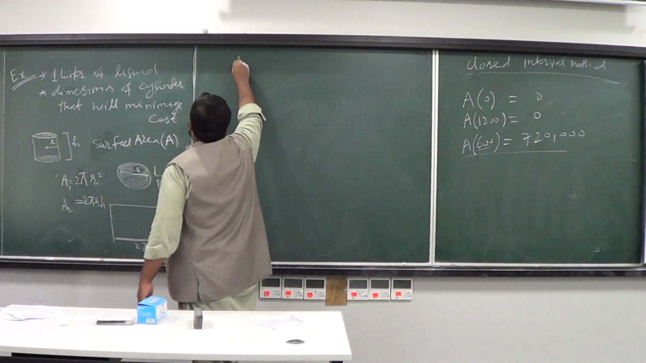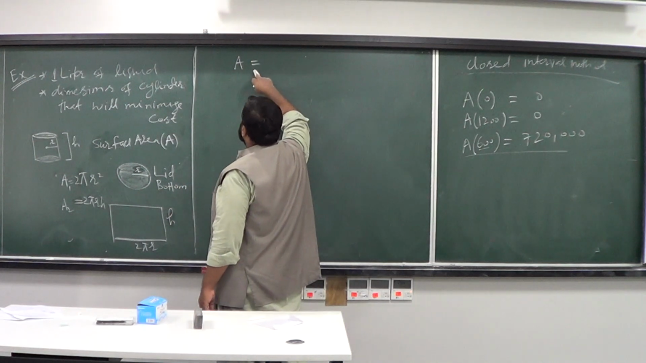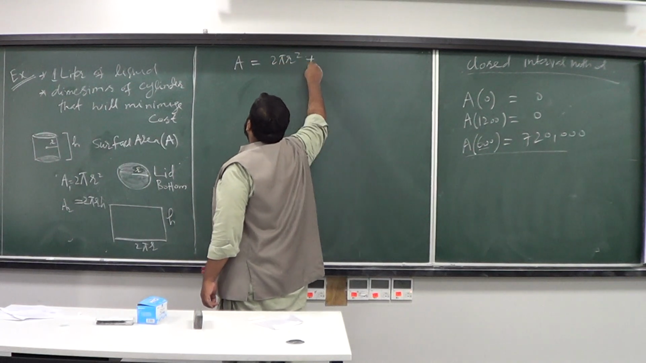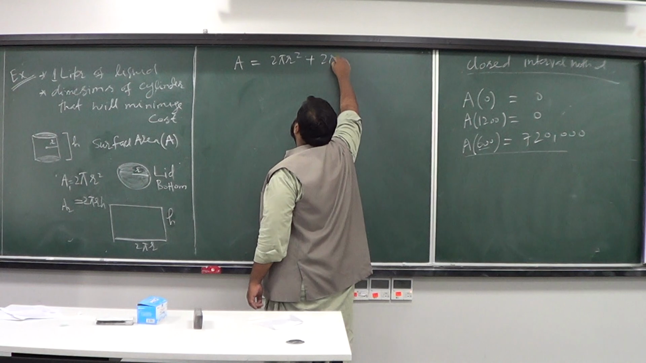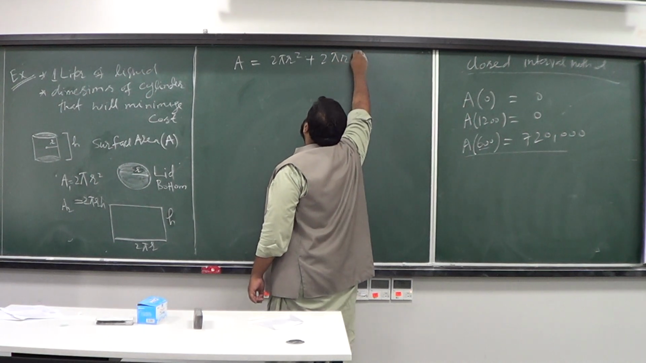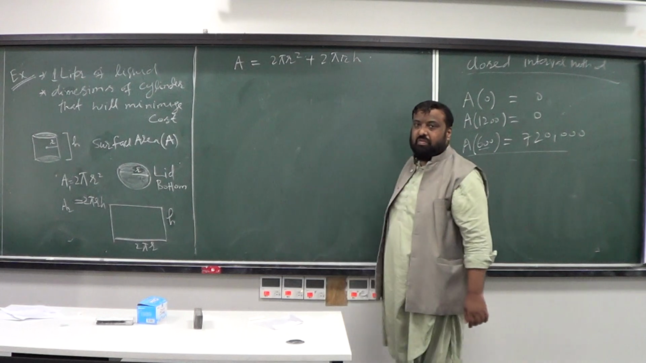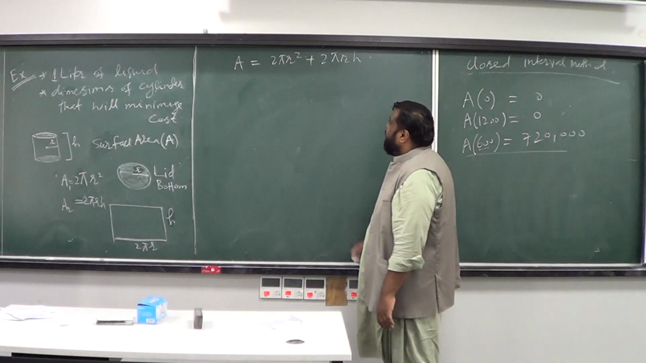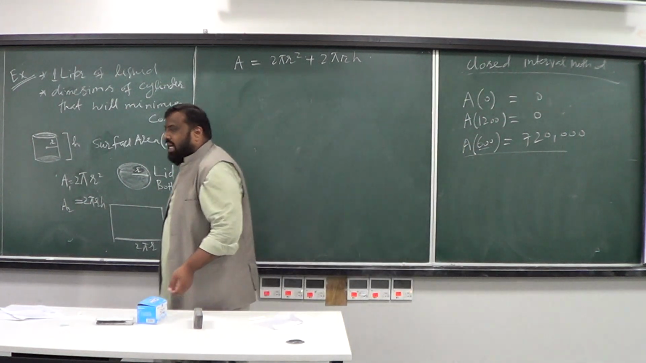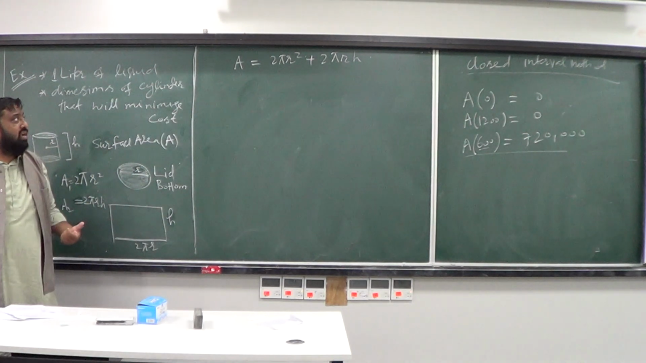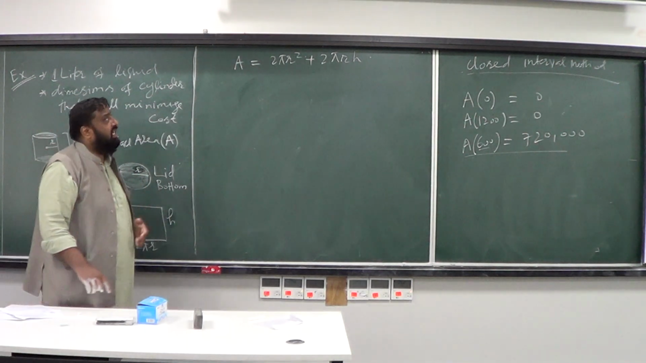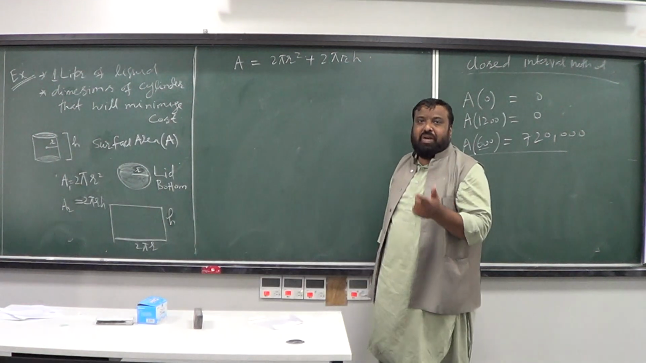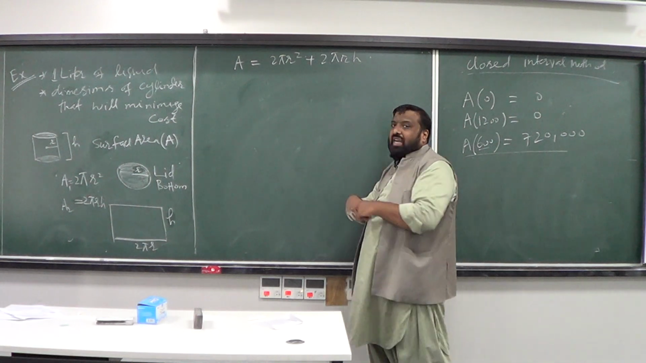So what should be the total surface area? The total surface area should be 2 pi r square plus 2 pi r h. Can you see this? Pi is a number, r is the radius of the disc or the cylinder, and h is the height of the cylinder. Now, again the area depends on two quantities: one is radius and the other is height.